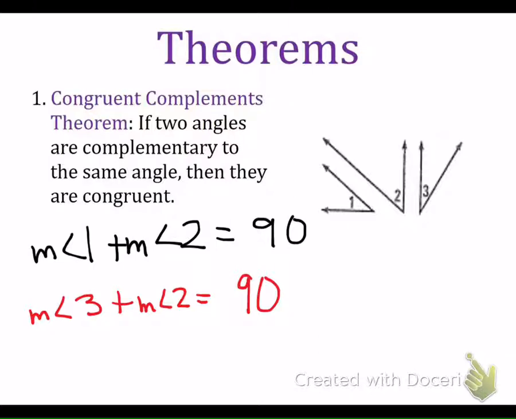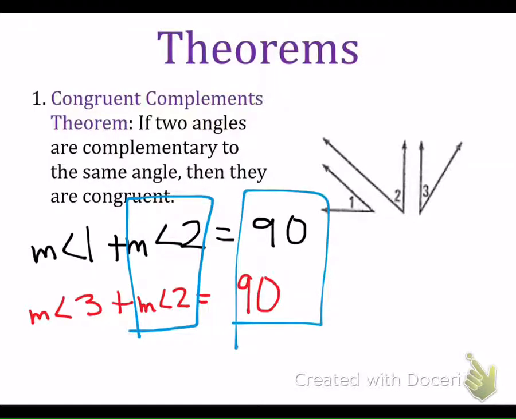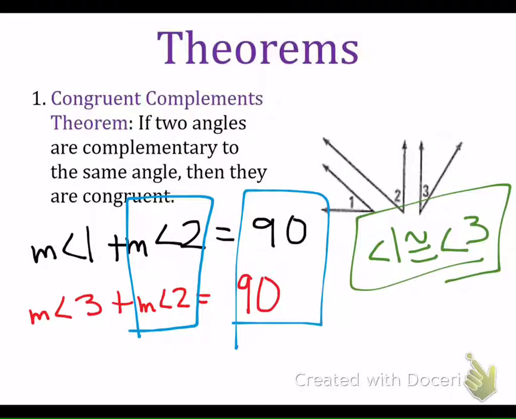So looking at the two equations we just wrote, angle 1 and angle 2 are complementary. Angle 3 and angle 2 are complementary. Do you see how angle 2 is equal to itself? It's angle 2. Do you see how 90 and 90 are equal? Yes. So what's the only thing left? Angle 1 and angle 3. Angle 1 and angle 3 would have to be the exact same thing in this scenario if they're both complementary to angle 2. That is all this theorem is saying.